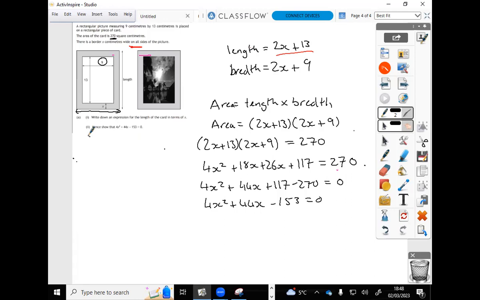I think part A, part 2 in that question is really poorly worded, so it will probably catch quite a few people out. But remember what these questions often ask. A lot of the past papers will ask us to find an area, so length times breadth. What's the expression for length and what's the expression for the breadth? It's given us that the area of the card is 270. So there's a lot going on there.